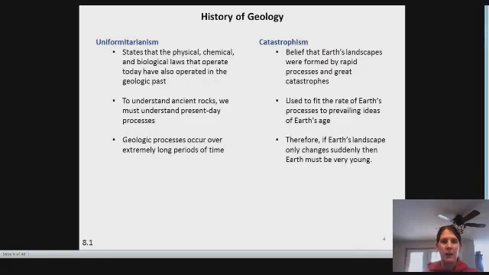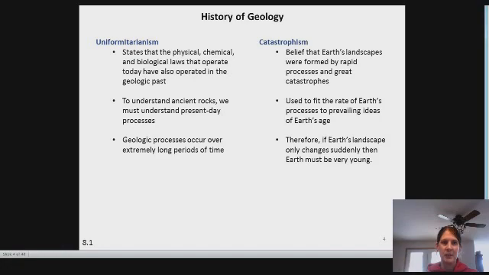So just compare and contrast. Catastrophism believes that the landscapes were formed by rapid process and great catastrophes, and this is used to fit the rate of Earth's process to the prevailing or biblical ideas of Earth's age, and that therefore if Earth's landscape only changes suddenly, then the Earth must be very young, because there are not many of these sudden large-scale changes.